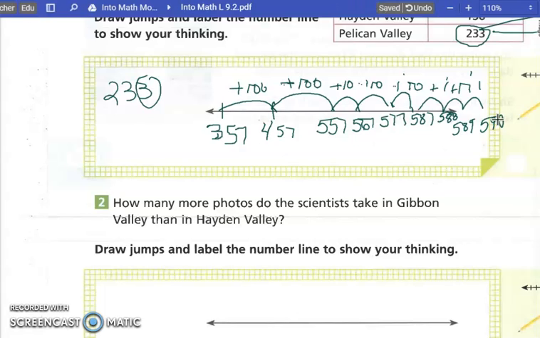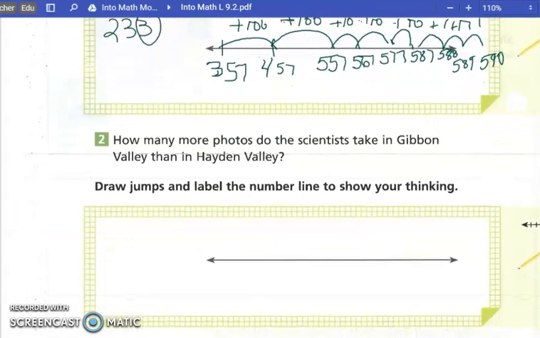How many more photos do the sun? Oh. Were we supposed to find how many more, or were we supposed to find all together? Yep, we were supposed to find all together. So all together they take 590 photos. Okay? Let's go to, I'm not done.